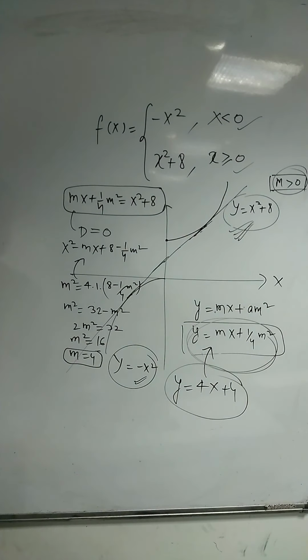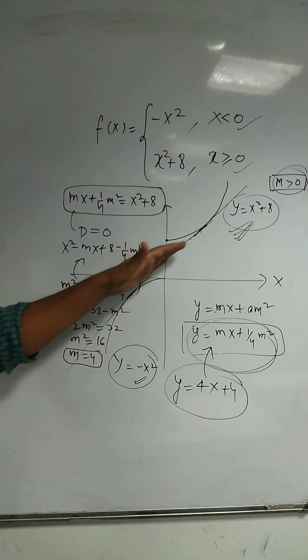This is the line which is tangent to both the branches.